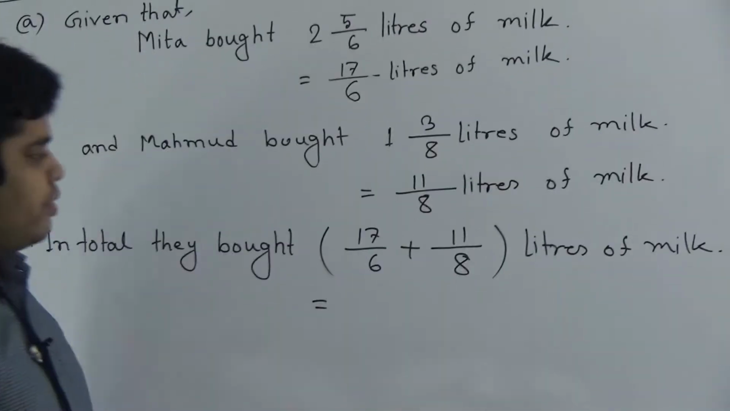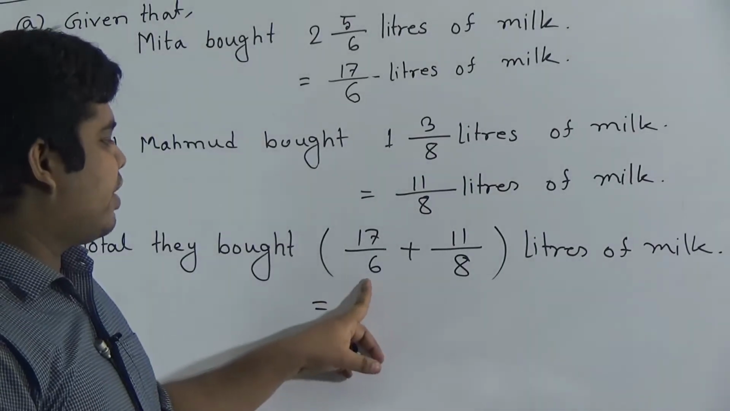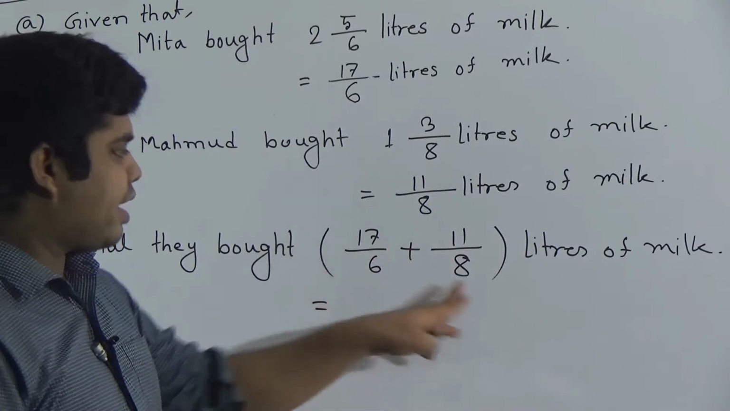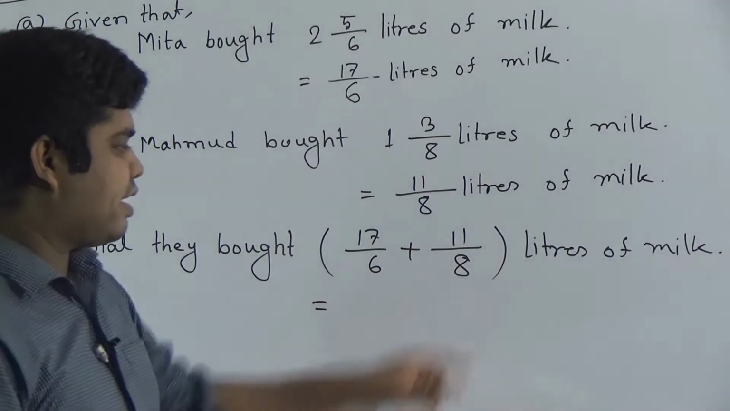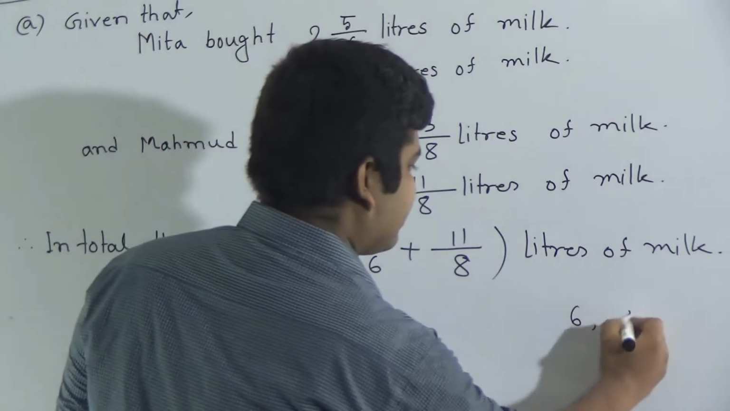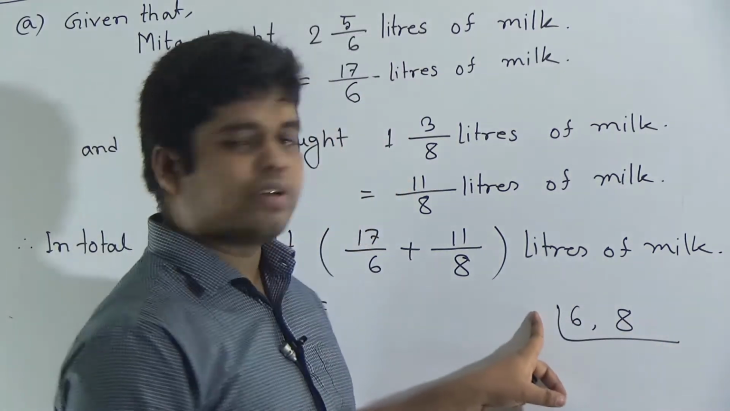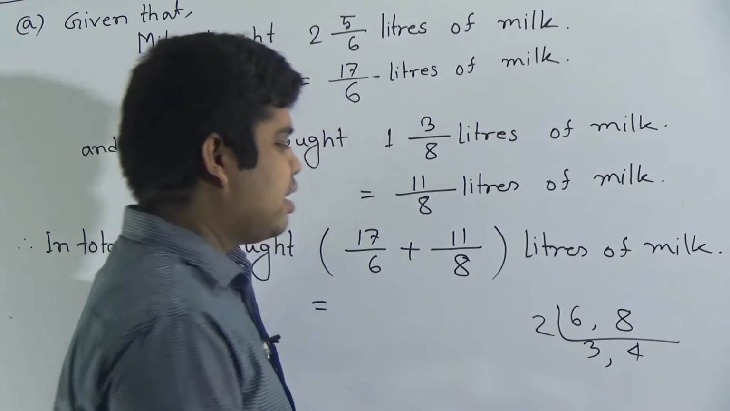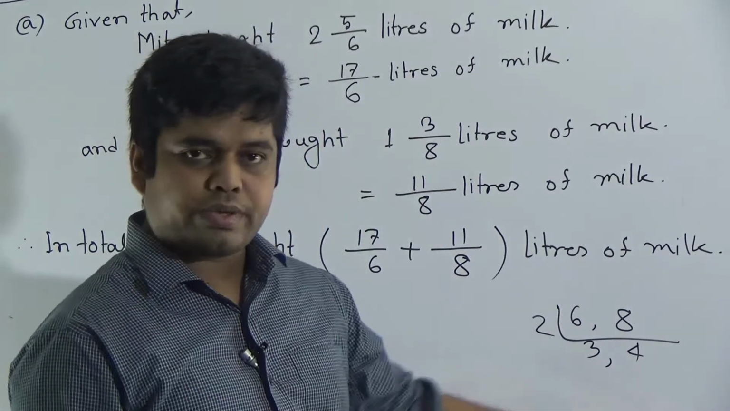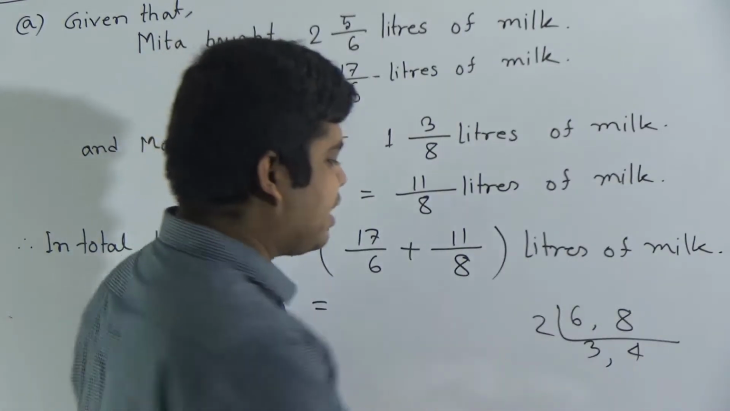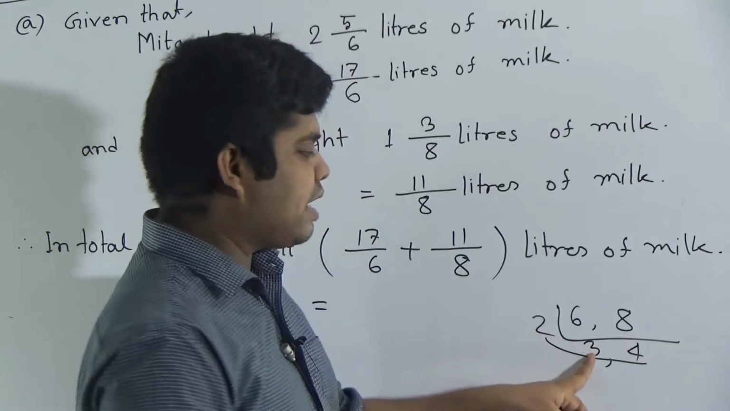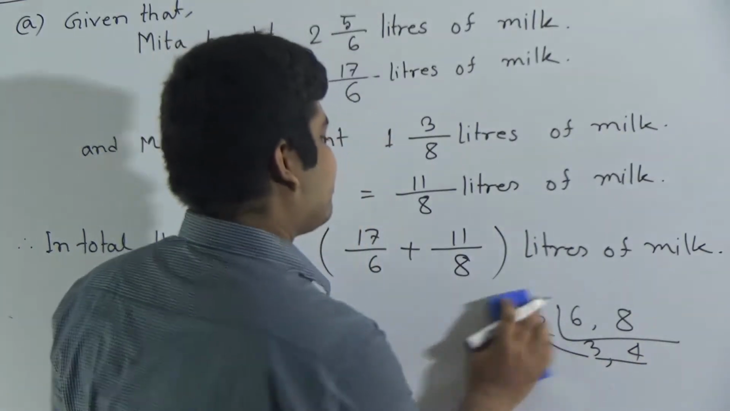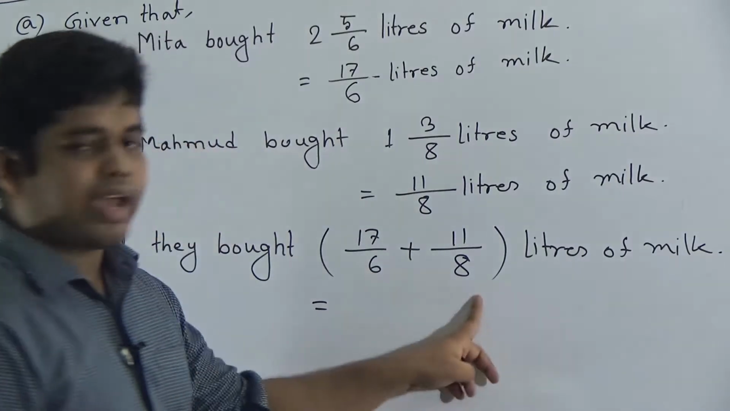First of all we find the LCM of the denominators of the two fractions. Here denominators are 6 and 8. What is the LCM of 6 and 8? Notice how we can find it. What is the common divisor? 2. 2 threes are 6 and 2 fours are 8. My dear students, notice there is no common divisor between 3 and 4. So we multiply these three numbers. 2 threes are 6 and 6 fours are 24. So 24 is the LCM of 6 and 8.